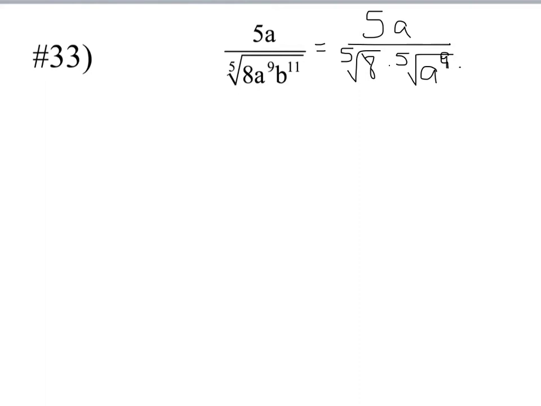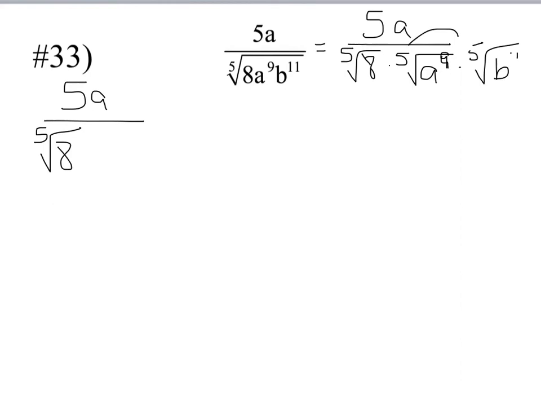And then the 5th root of b to the 11th. Let's see what we can do with these. 5a, we're just going to leave that alone. The 5th root of 8, can't do anything with that.